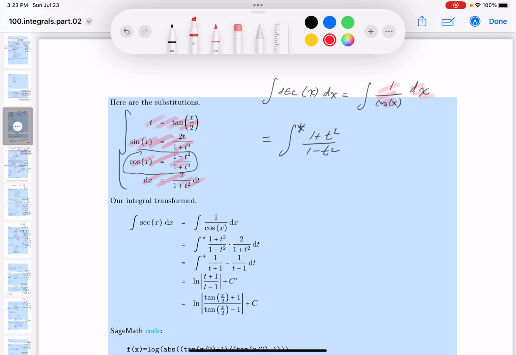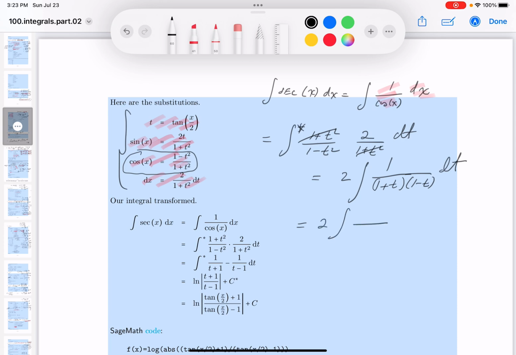Now let's put the dx down. What's the dx going to be? Well, it's going to be 2 over 1 plus t squared dt. Well, this disappears. And what are you left with? 2 over 1 minus t squared, which is 1 plus t times 1 minus t, dt. I'm going to use partial fractions, typical, right? 2. I'm going to put 1 plus t here. Let's put t plus 1 down, looks better. No, actually, I'm not going to do that.